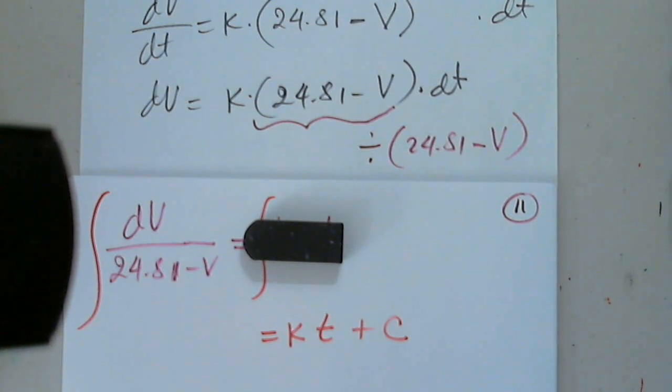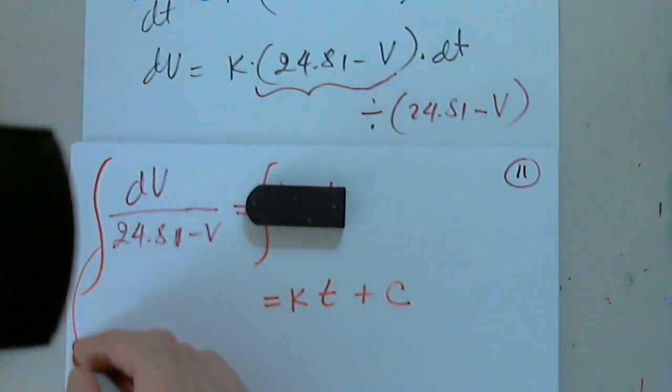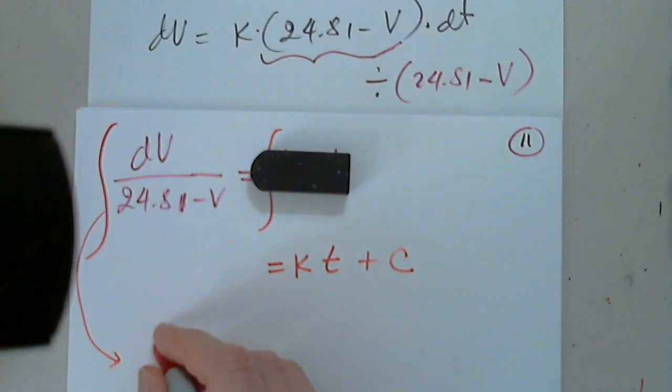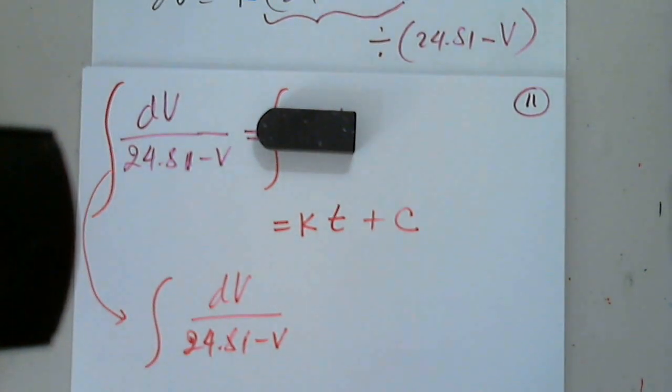For this left-hand side, to be on the safe side, we should use a substitution. So I will come back here and leave some space. Let's just work on this one first. So we have the integral of dv over 24.81 minus v. Let's choose a substitution.